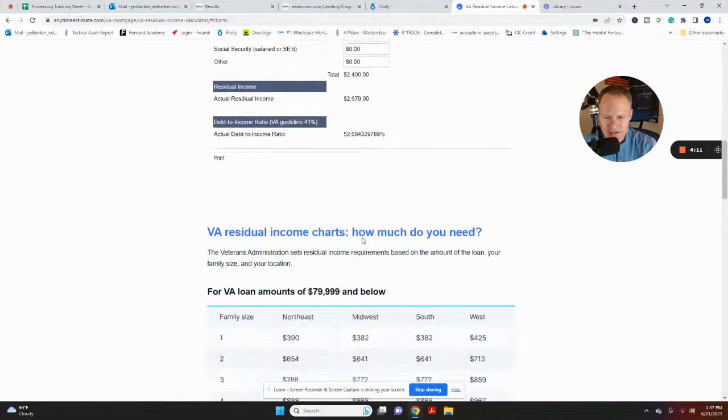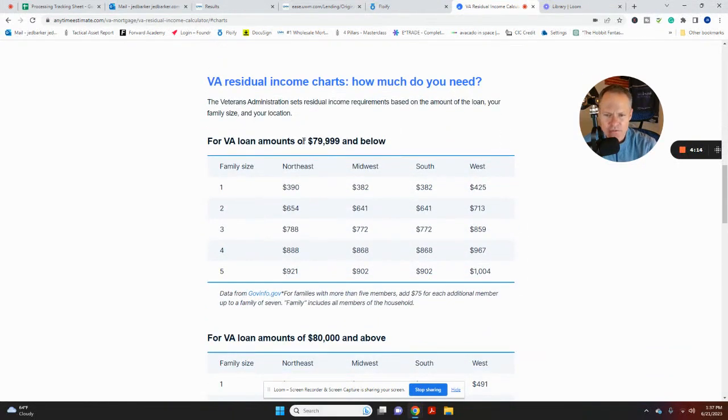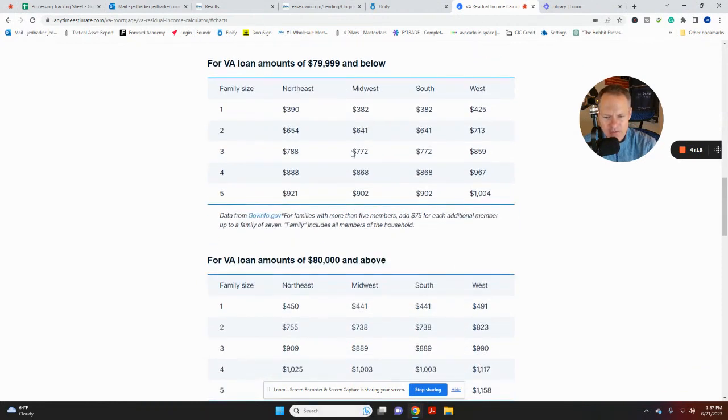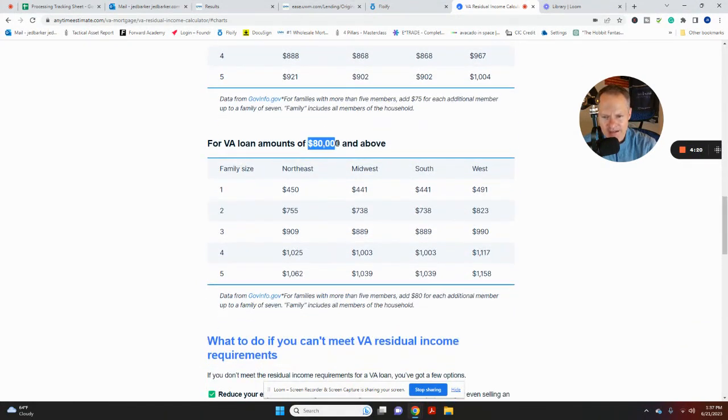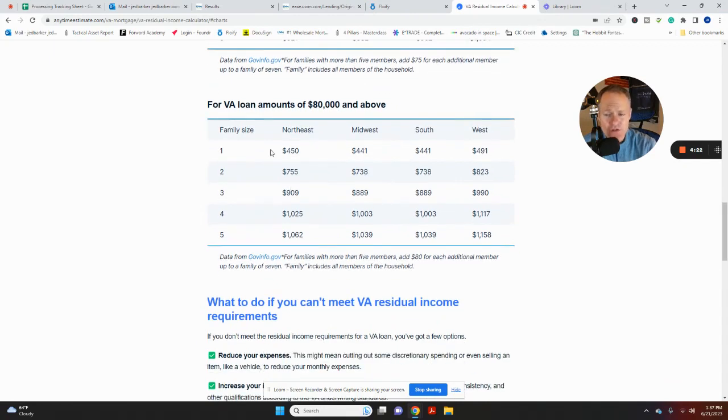So let's go down and look at the chart now. So this is two charts, one for $79,999 or below, and one for above, for home loan amount. So I'm going to go with a home loan above $80,000. And now what it wants to know is your family size. So I'm going to go on this one with a family size of 5. That's 5 individuals living in this family. And I'm going to go to the South because that's where I'm currently living. So this chart says I need a residual income of $1,039 a month in order to qualify for this VA home loan.